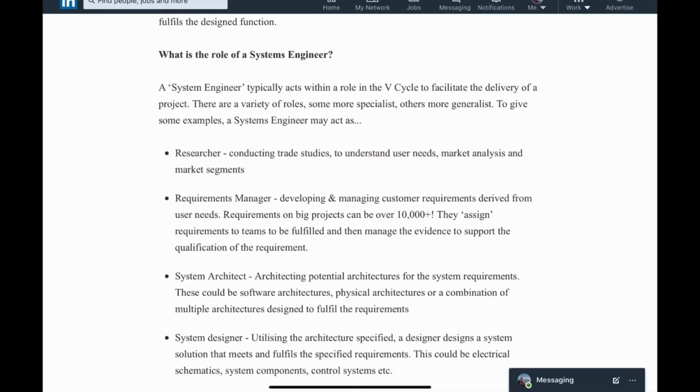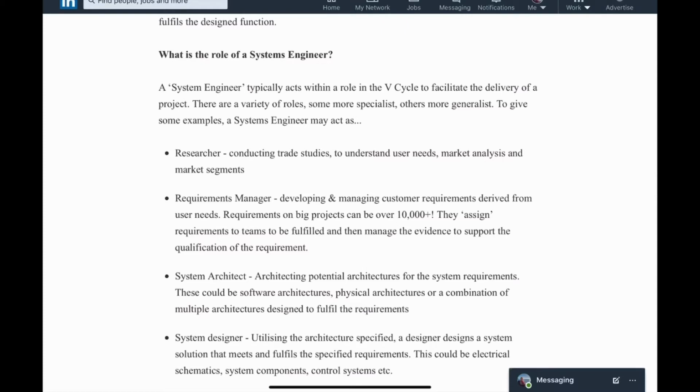A researcher, conducting trade studies to understand user needs, market analysis, and market segments. So this might be at the very beginning of a project, up on the V-cycle top left-hand corner, where people would like to understand more about the business opportunity, the customer segment, the market segment, etc. This is handy for a system engineer to get involved in because they're bringing a technical aspect to the business element of the project.